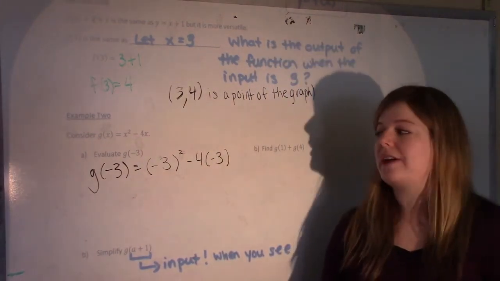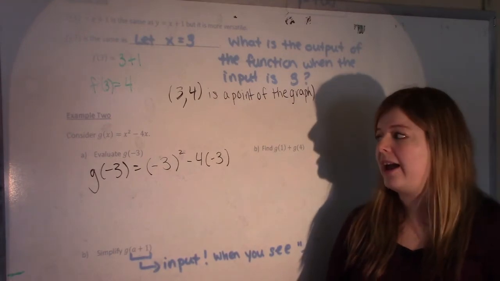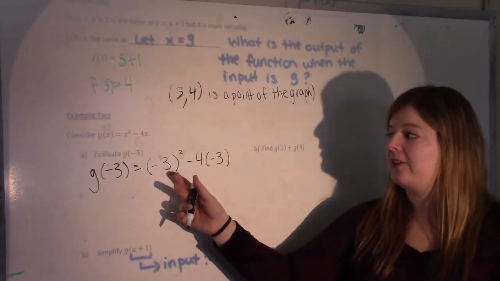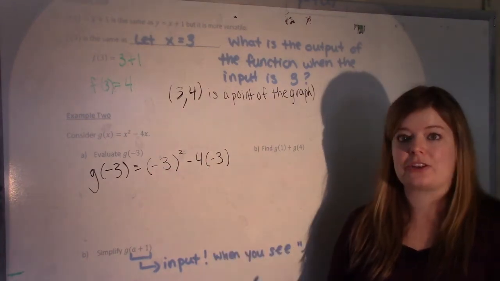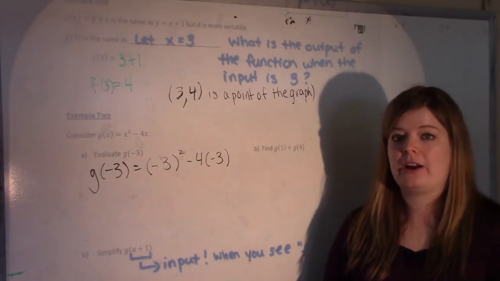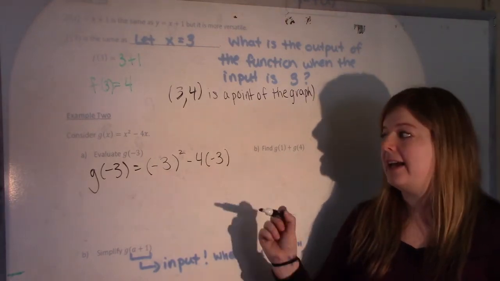It's crucial that you use parentheses here. Why? Well, if you don't have parentheses around this negative 3, you might think that negative 3 squared is actually negative 9. But in this case, all of negative 3 is being squared. So negative 3 times negative 3 is positive 9.